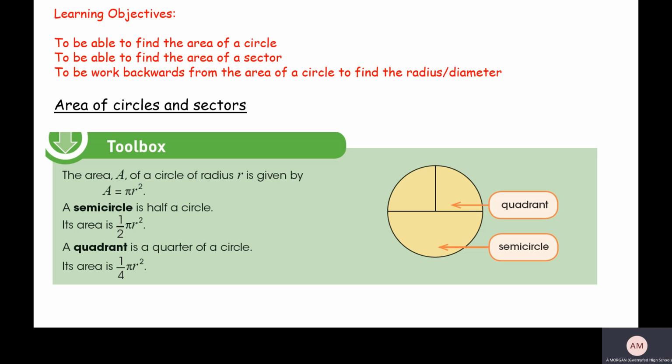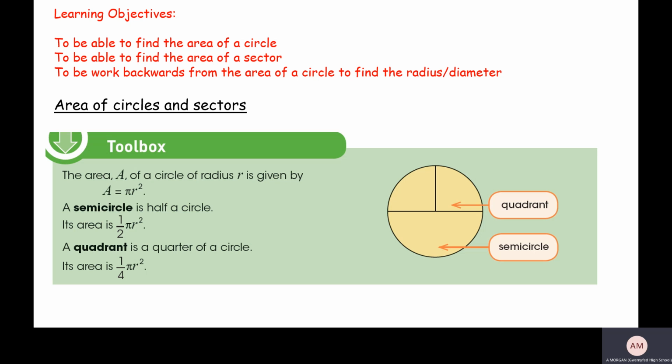A sector is just a portion, a part of a circle. Think about a slice of pizza, think about a slice of cake, just something which cuts into the circle like that from the original, and that's a sector. And the radius is from the center of the circle to the outside, and the diameter is from the outside of the circle through the center to the other outside of the circle.